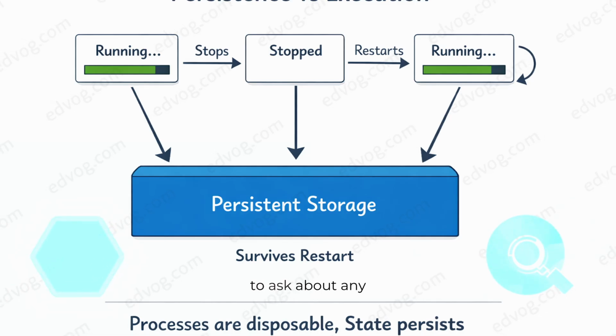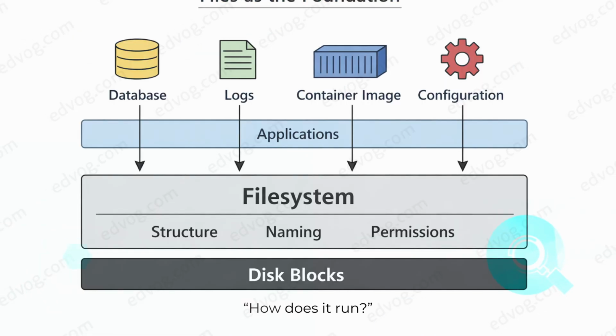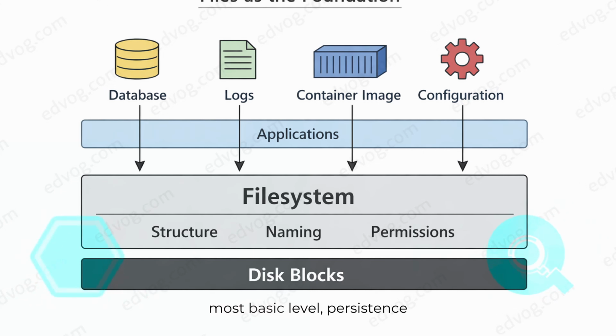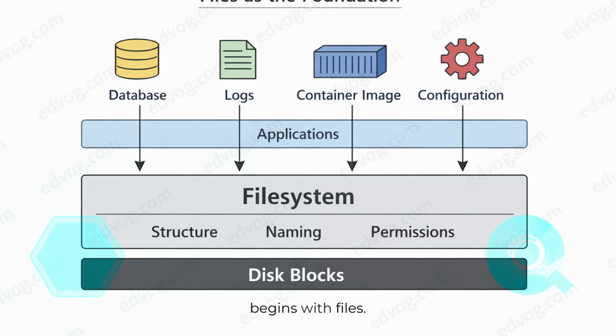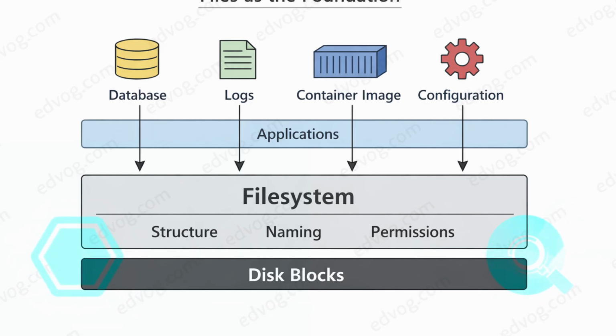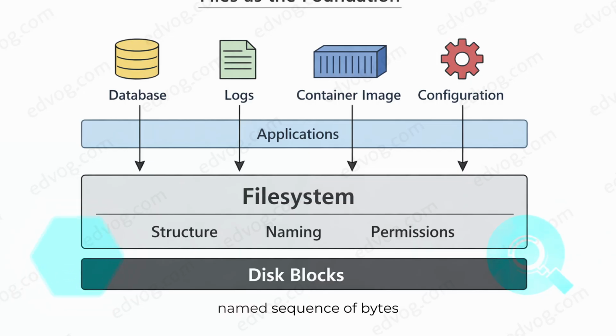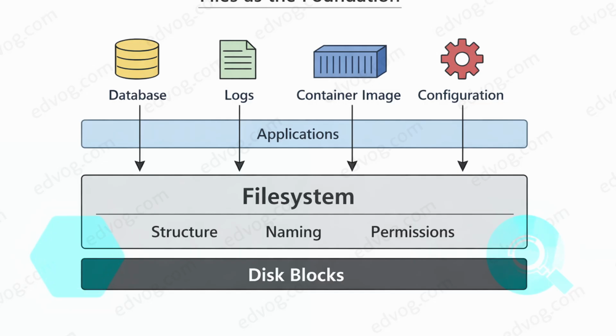So the first question to ask about any backend system is not, how does it run, but what survives when it stops? At the most basic level, persistence begins with files. A file is not a configuration. It is not a database. It is simply a named sequence of bytes that the operating system promises not to forget.